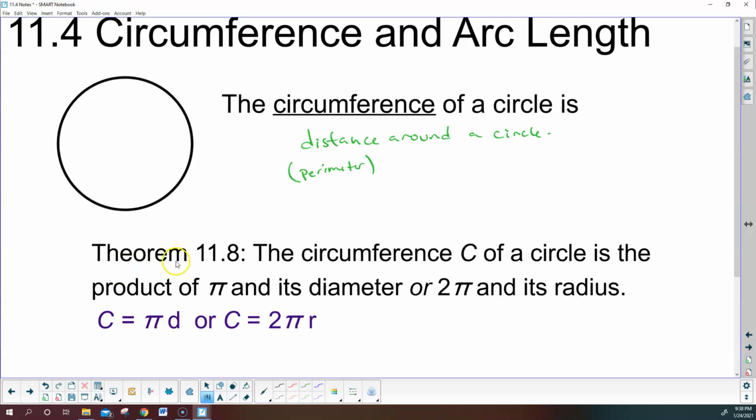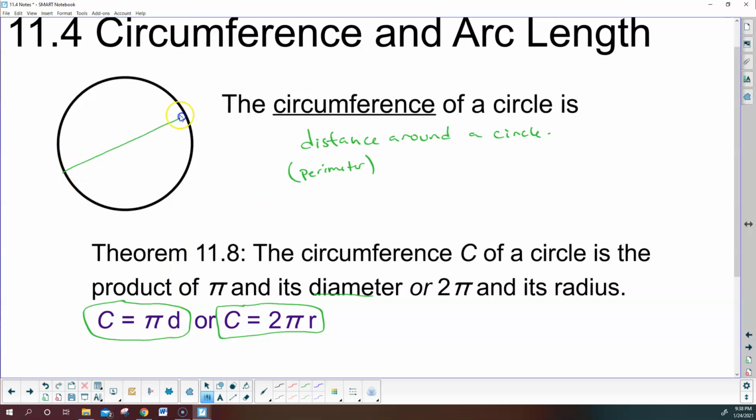You don't have to write all of this, but the circumference of a circle is the product of pi and its diameter, but the diameter is the same as 2 times the radius. So pi d is one of the formulas for circumference, or 2 pi r is the other. Now, if you need to hit pause to write this down, please do so. Write down as much as you need to, but make sure you know the formulas. And sometimes it's helpful to have the formula with diameter.